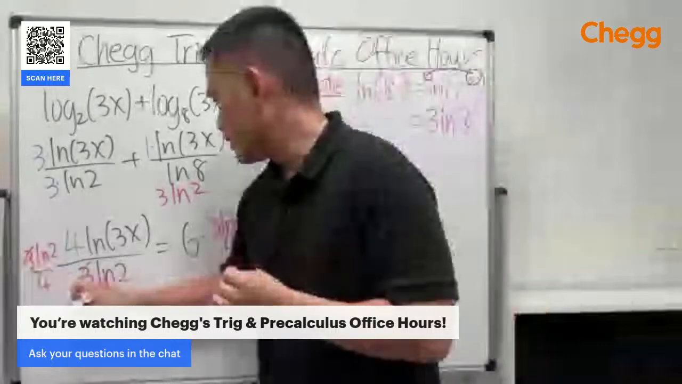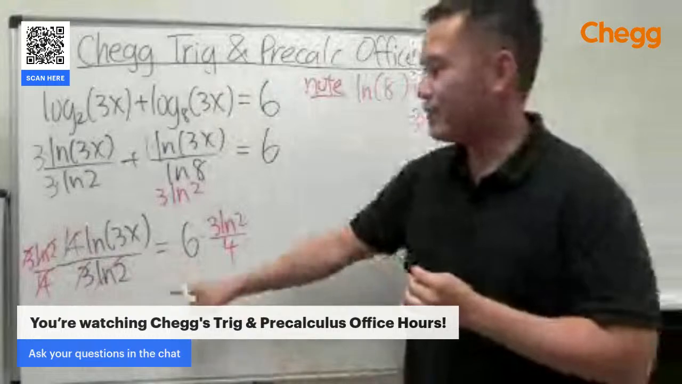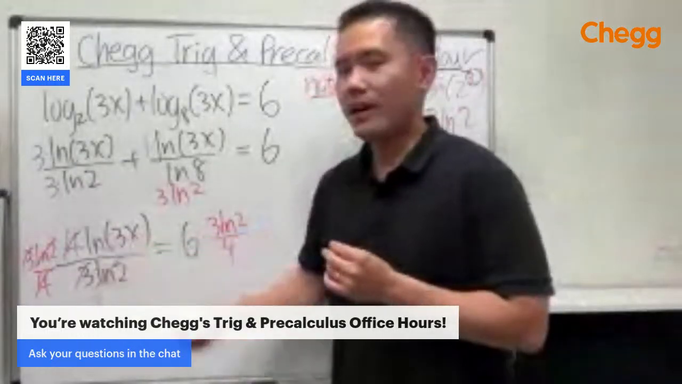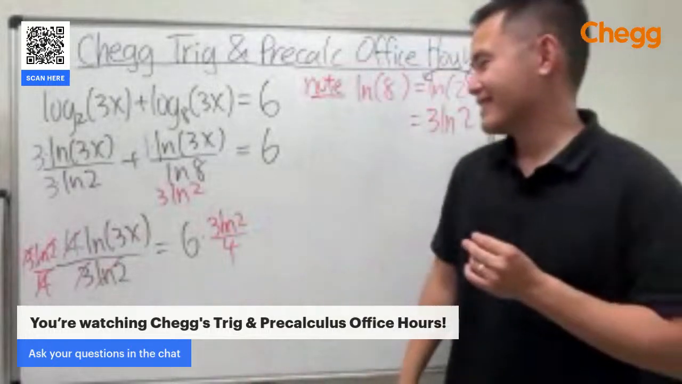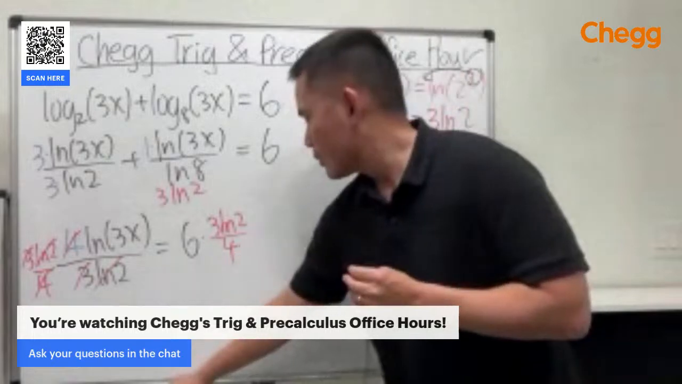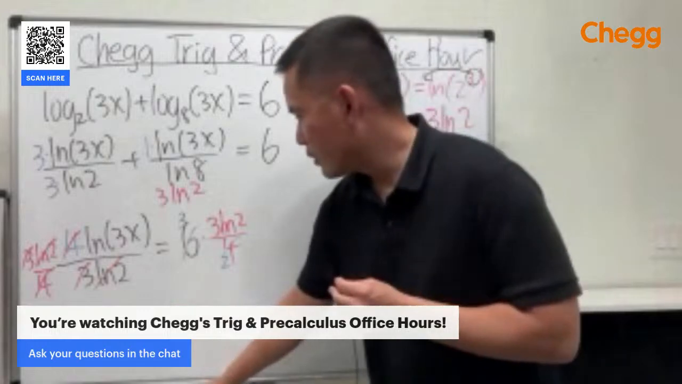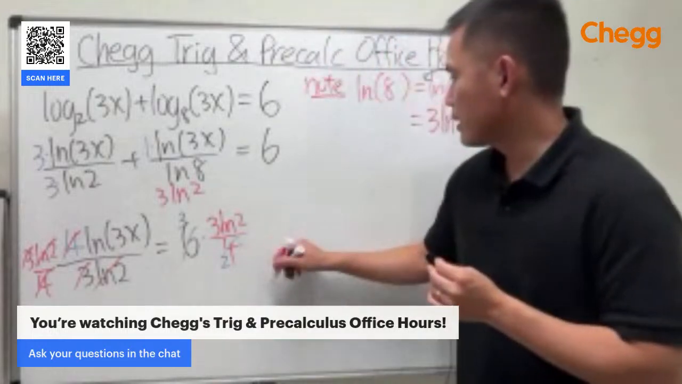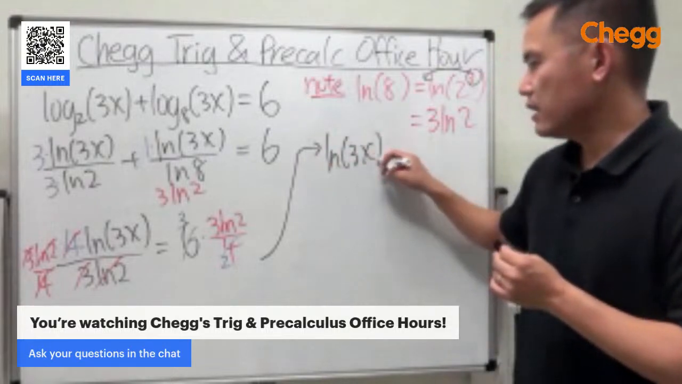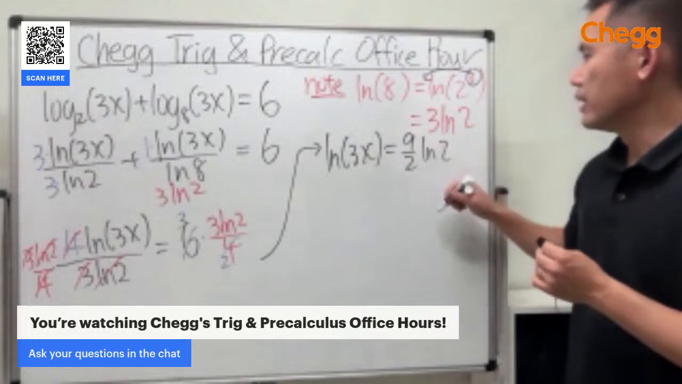So this cancels, cancels, cancels. Do not divide it by ln. That doesn't make sense. In order to get rid of this ln, we will have to do the exponential, right? But anyways, this right here we can reduce a little bit. 2 goes into 4 twice, 2 goes into this 3 times. So we are getting, let me put down the work right here. We have ln 3x equals 9 over 2 ln 2.